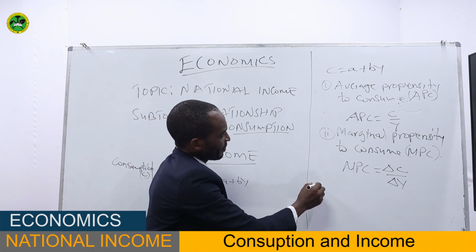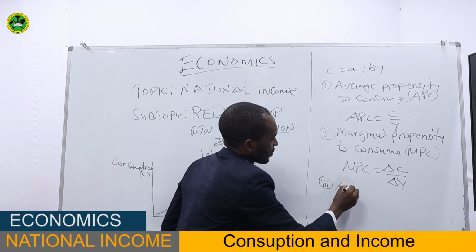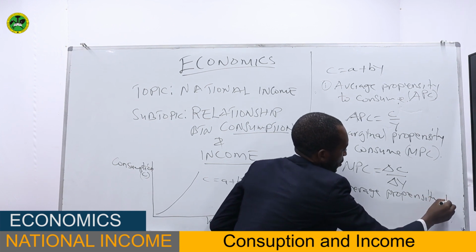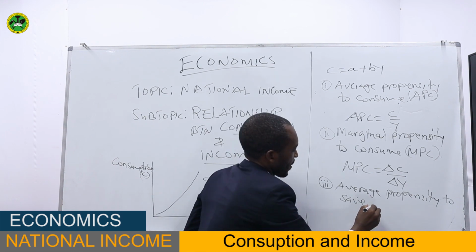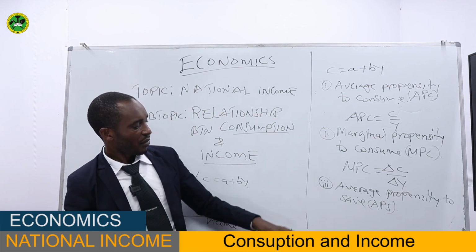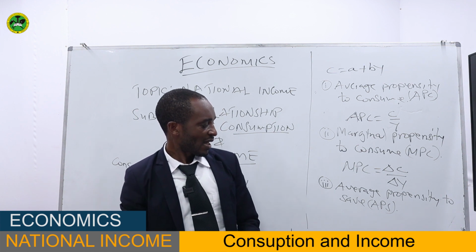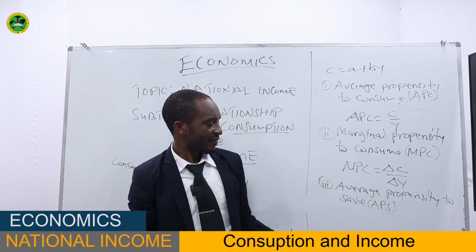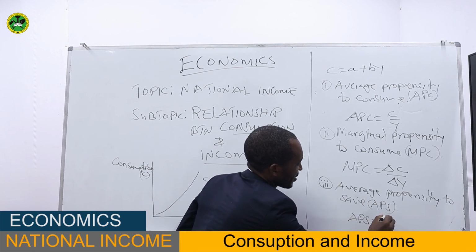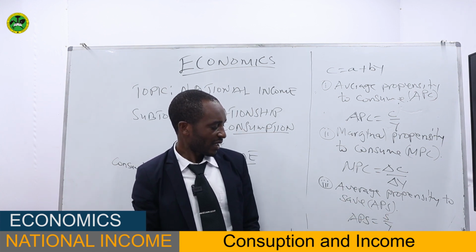The third concept we need to discuss is the average propensity to save, APS. The average propensity to save is the percentage of income a household or an individual uses for saving. So you take the ratio between saving and income. The average propensity to save is saving over income.